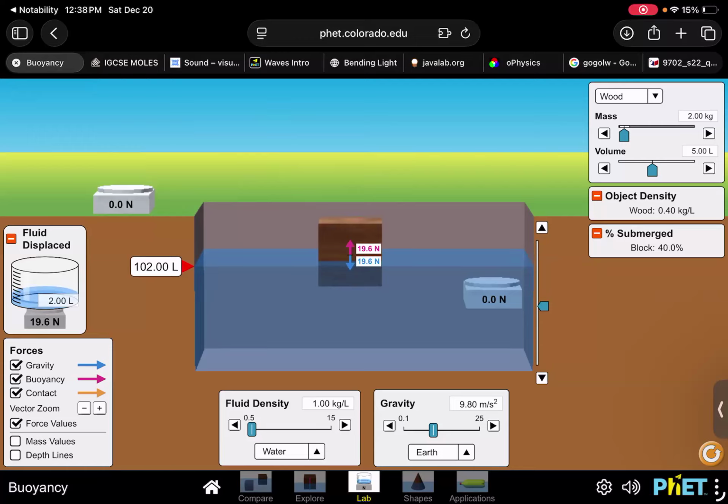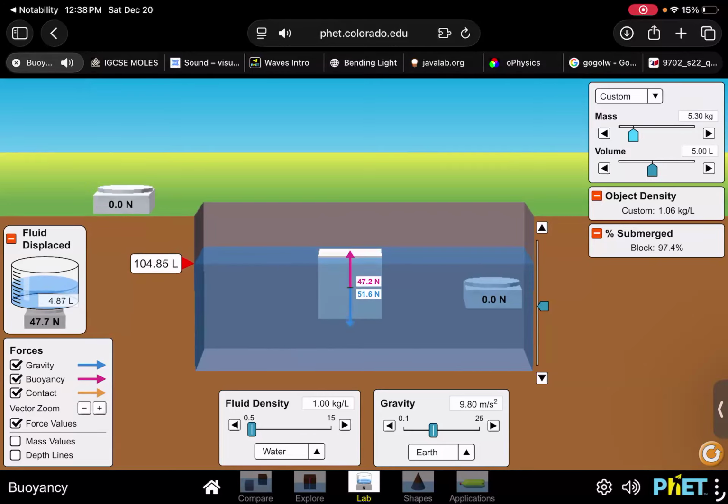Now, if you check on the left side, the fluid displaced side, do you see that the volume of the fluid that was displaced is 2 liters, right? And if you weigh that water that was displaced, it's equal to 19.6 newtons. And coincidentally, the value of upthrust on the object is also 19.6, the pink arrow. So the value of upthrust on the block is equal to the weight of the fluid that was displaced. That's basically what Archimedes' principle is.